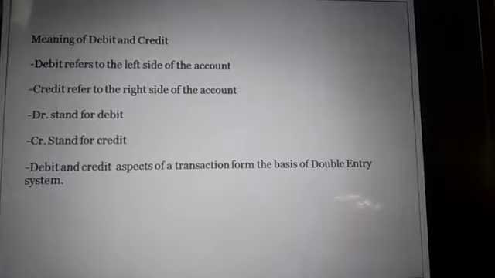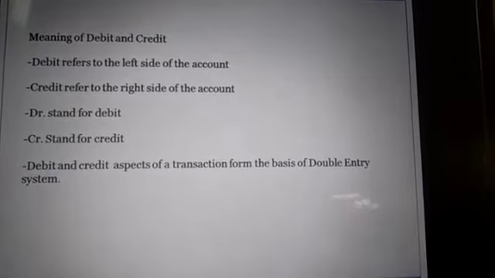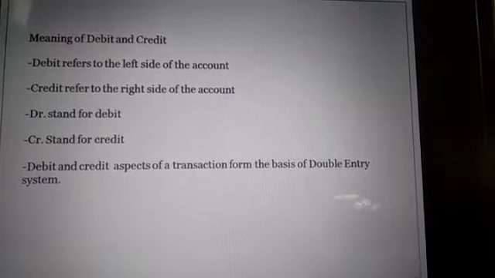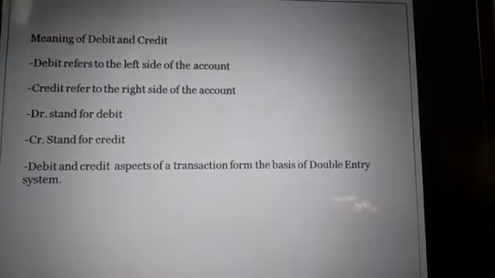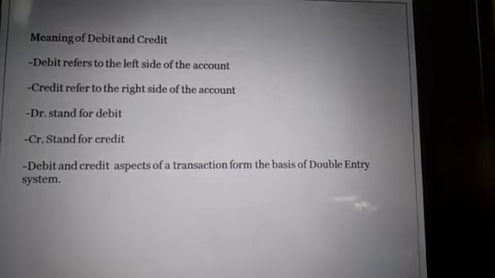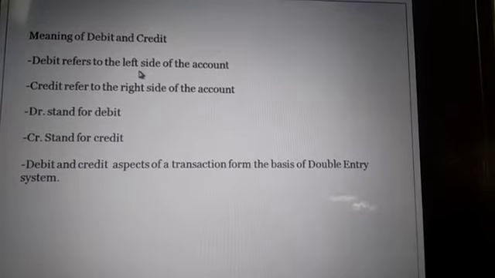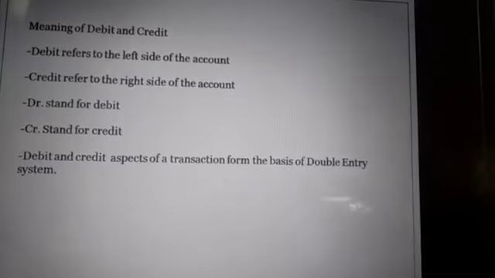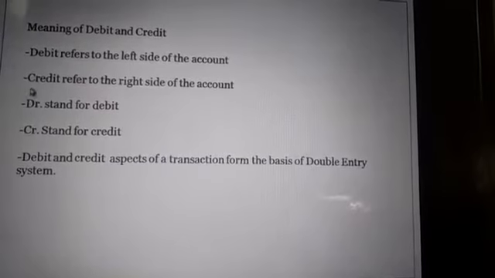Now, the meaning of debit and credit. Often you are asked by someone what is debit and what is credit. So first of all, we are starting with debit. It refers to the left side of the account, the account which we saw before. The left side was debit and the right side of the account was credit. DR stands for debit; the short form of debit is what we write as DR. That means debit. And for credit, we write CR.